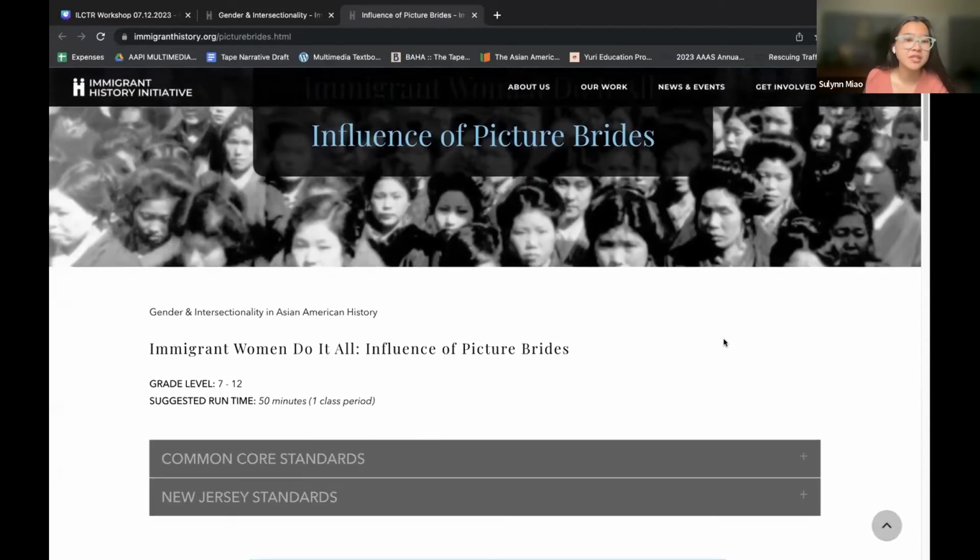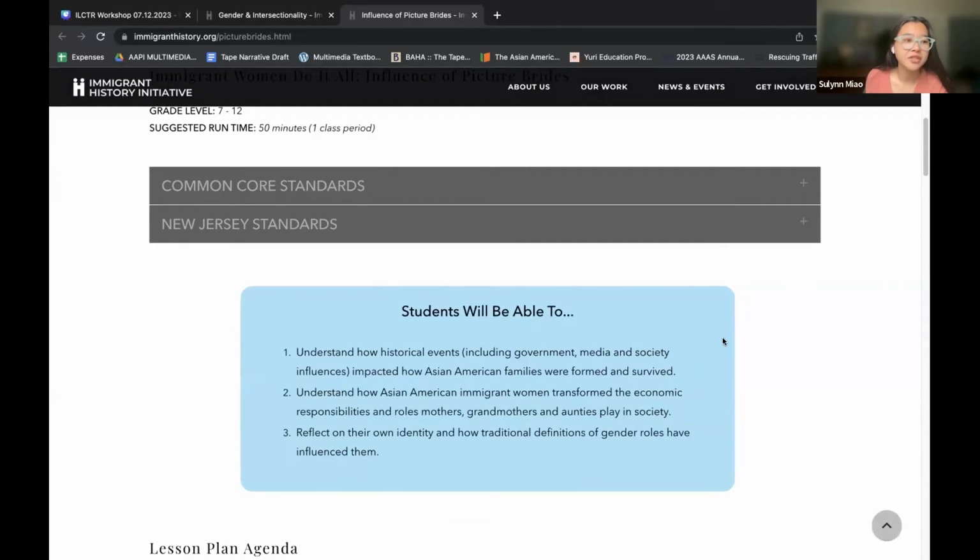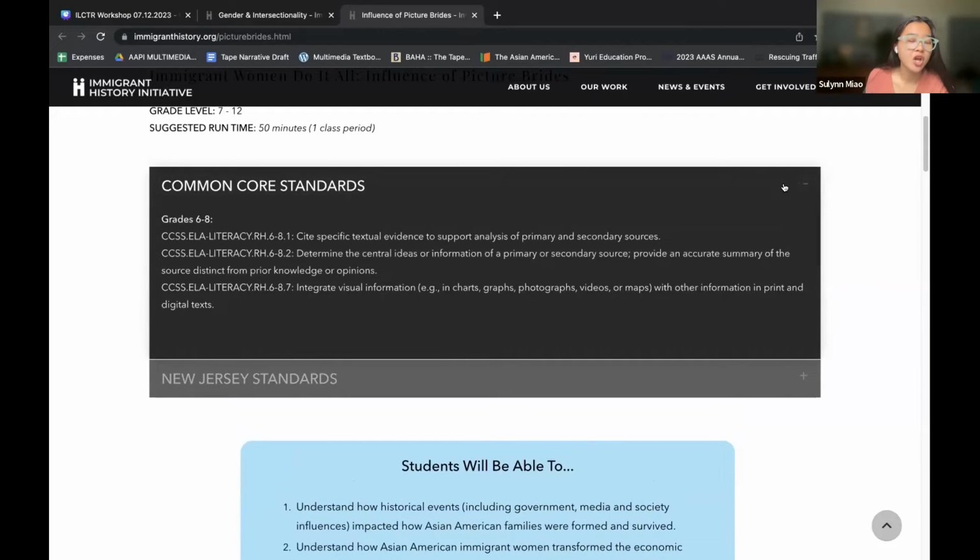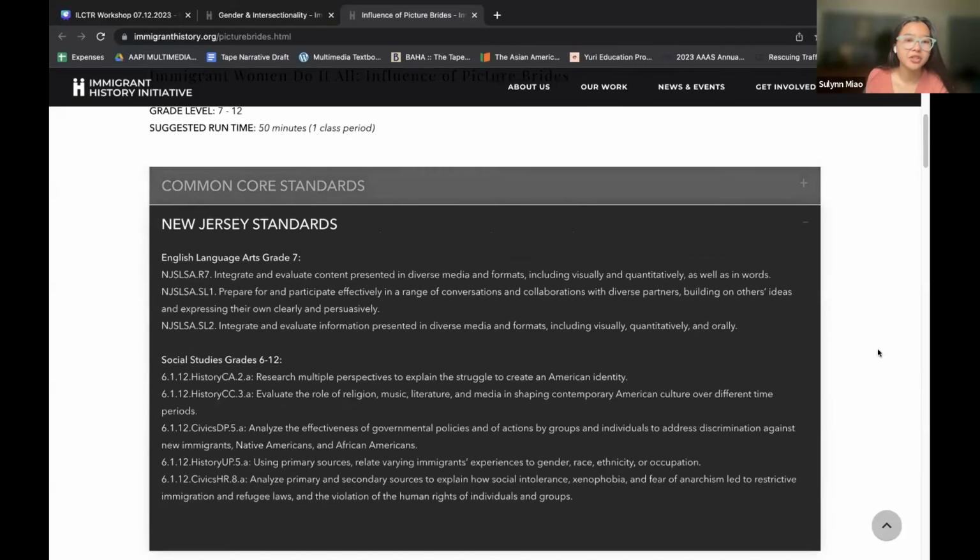So this lesson plan invites students to think critically about gender roles and perceptions at the intersection with race, how they've been shaped by immigration policies and racist rhetoric, and how this has set the ground for the particular ways Asian women are perceived in the 20th century and now. You can see that the lesson plan is aligned with Common Core standards, as well as New Jersey state standards for English language arts and social studies.